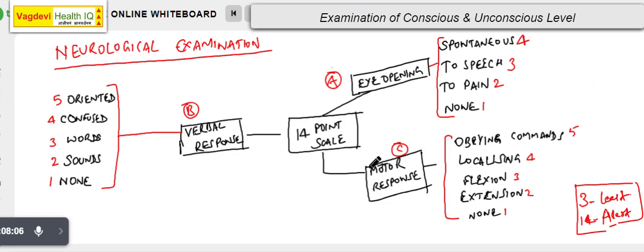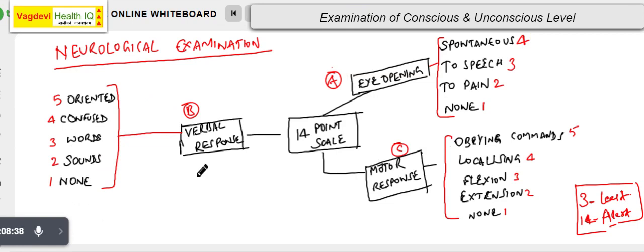So here we are using the 14-point scale with three components, as we discussed earlier: eye opening, verbal response, and motor response. Eye response has further subcomponents: spontaneous, to speech, to pain, and none. These have been given numbers 1, 2, 3, 4. Right from none, 1; to pain, 2; to speech, 3; spontaneous is 4. I would suggest you remember these numbers in descending order, so that it will be easy for you. Now verbal response: again oriented, confused, words, sounds, none.